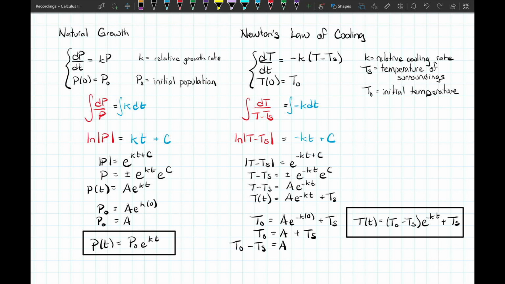Hopefully this makes a lot of sense, because if you think about taking the limit as t goes to infinity, then the value of e to the negative kt approaches 0. And temperature approaches 0 plus Ts, which means eventually we're just getting closer and closer to the temperature of the surroundings. Well, there we are.